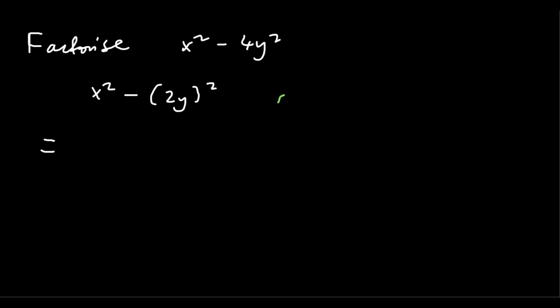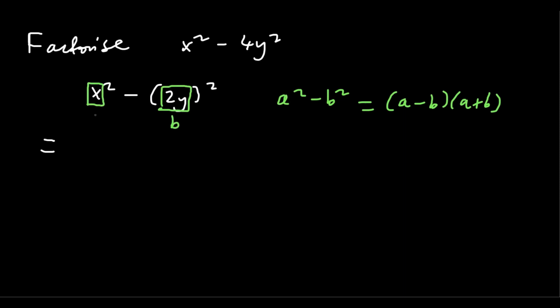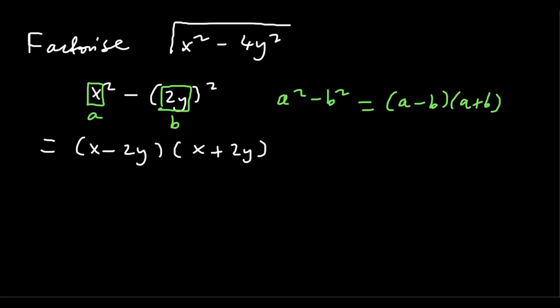So if we write it out again, we can see that this is the b term, so that would just be 2y. That's b. And then this is the a term. So it would just be a minus b, so x minus 2y, times a plus b, x plus 2y. And that would be the factorization for this expression.